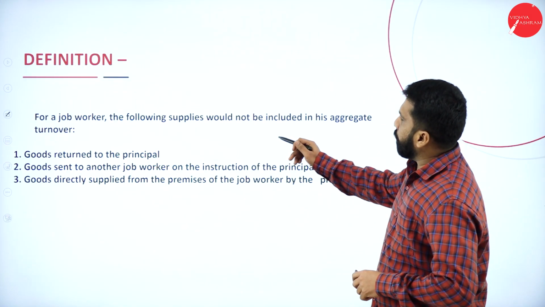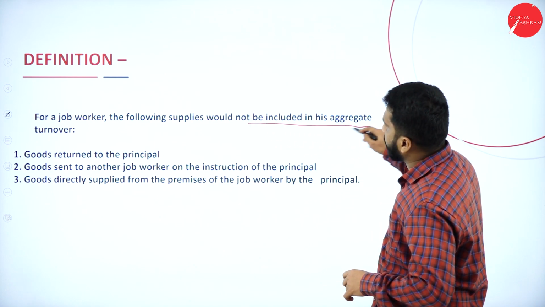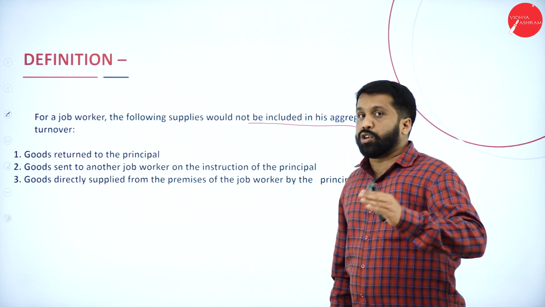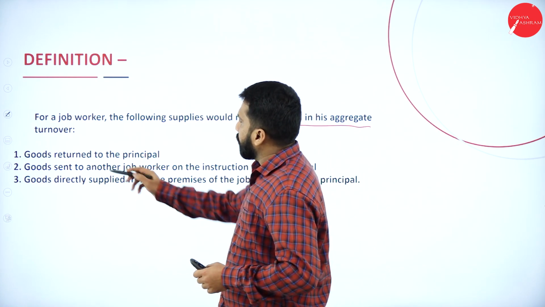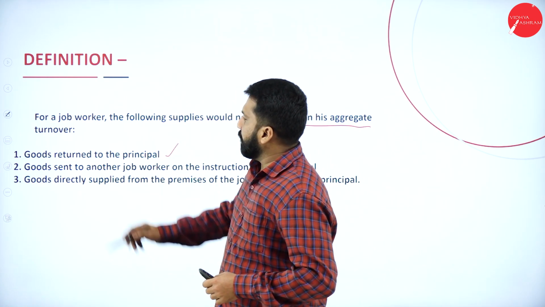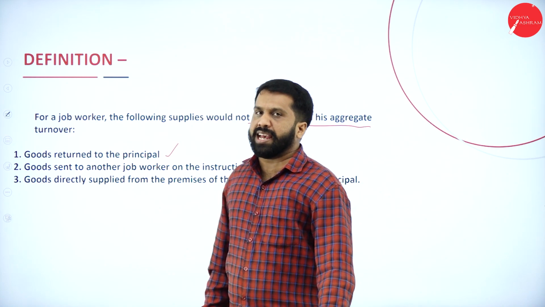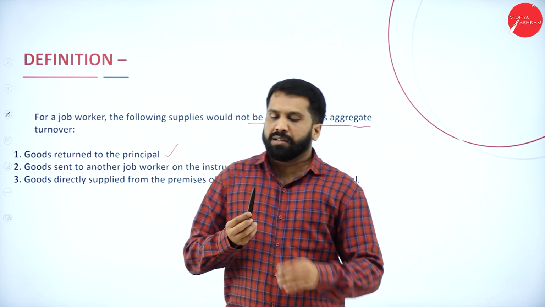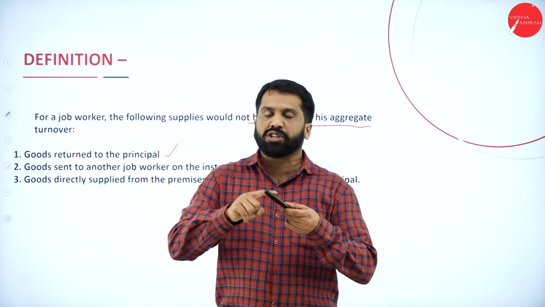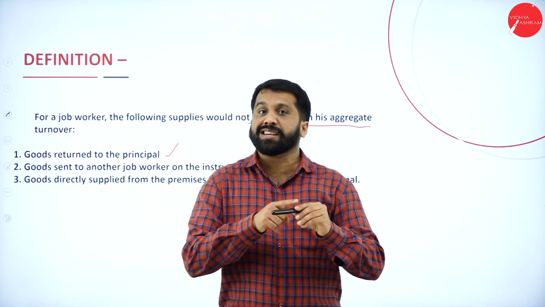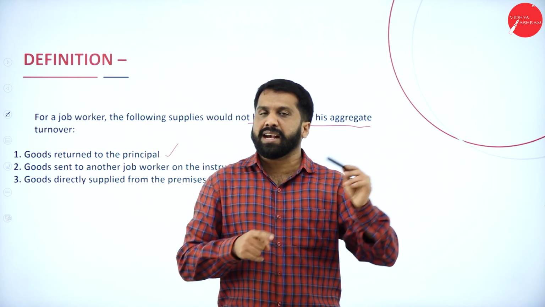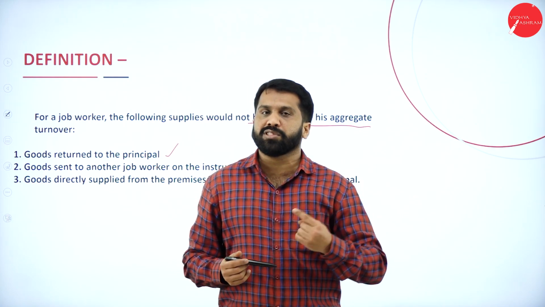So, the following supplies by a job worker are not included in the aggregate turnover, like goods returned to the principal. So, job work means what? Like, I have a pen here. Everything I have done, I need a sticker on the pen. What I'll do, I'll give it to somebody to do the stickering. He will do the stickering and he will give it back. That is called job work.